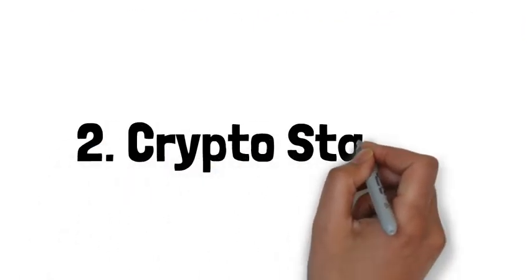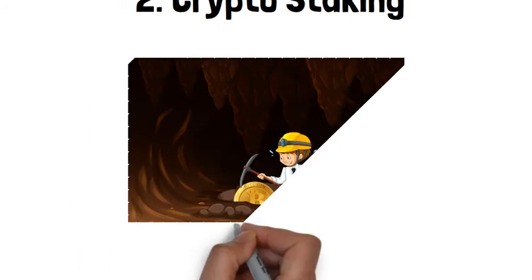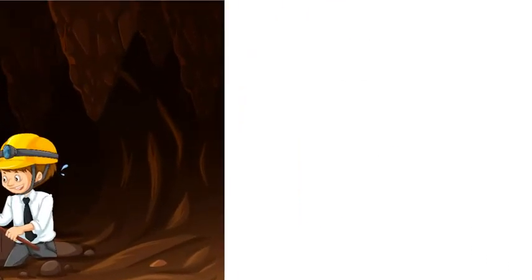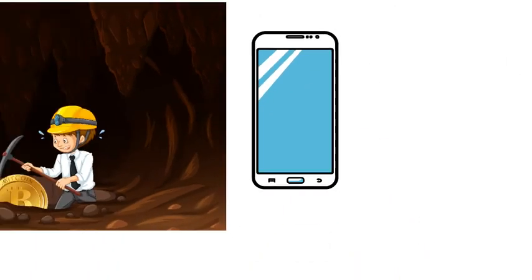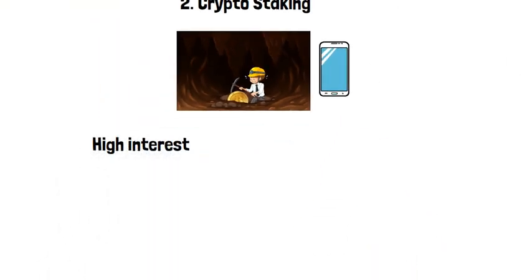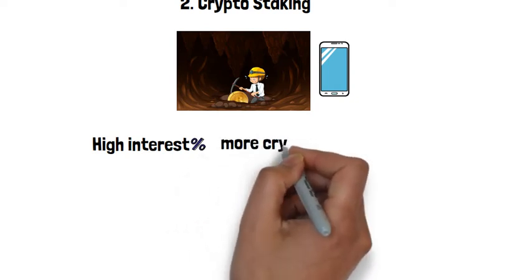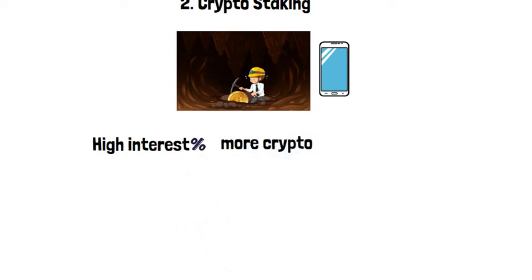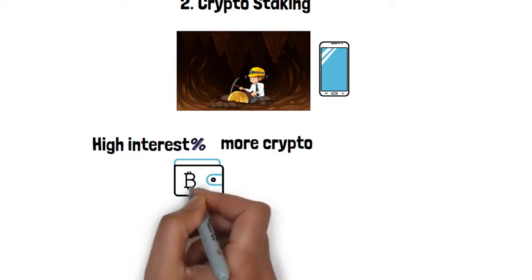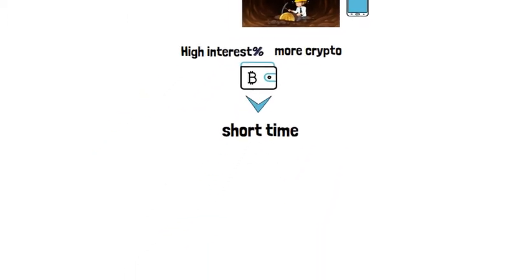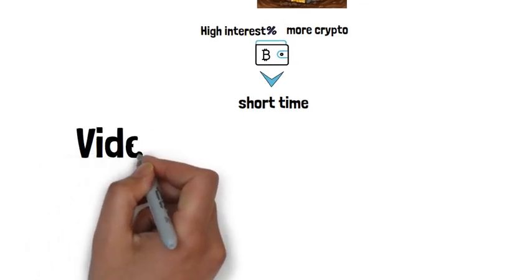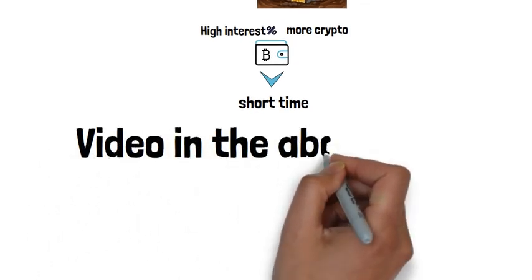Option number 2. Crypto staking. Staking is similar to crypto mining, but you can do it from the comfort of your smartphone. Staking pays you high interest, or it gives you more crypto for simply freezing the crypto in your wallet for a short period of time. If you want to learn more about how to start staking, check out our other video from the above link.